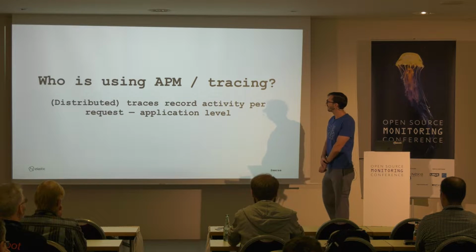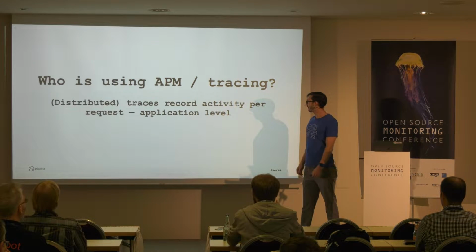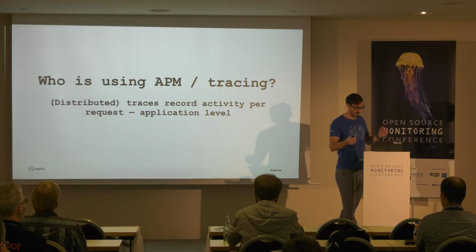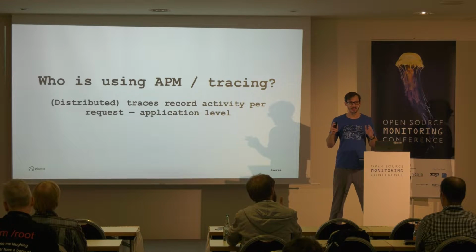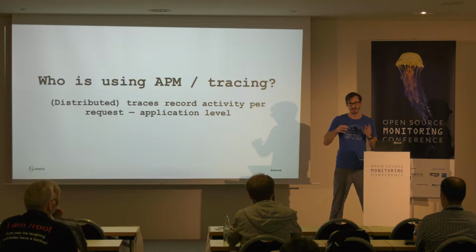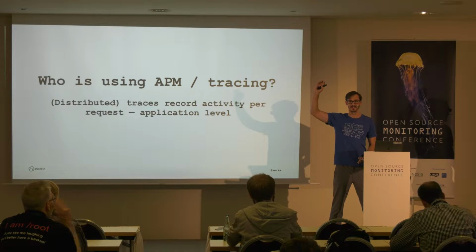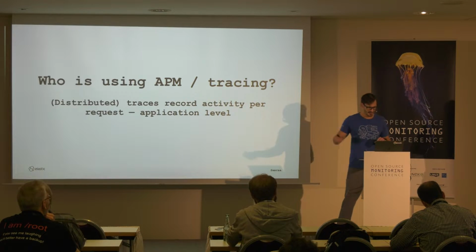Finally, tracing: the distributed traces, the record of the activity per request on the application level. We have done all of that just to remind us. So, you might have heard this thing that observability is logs, metrics, and traces. Who agrees to that? Okay, only 2 or 3 dare to raise their hand. We will come back to that question at the end.